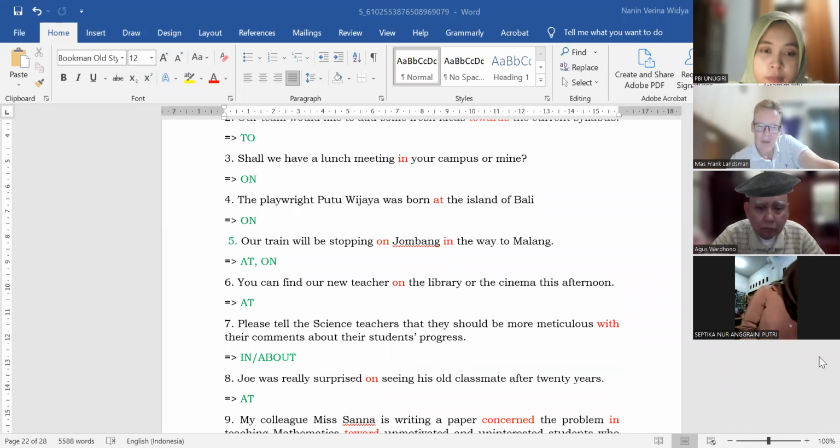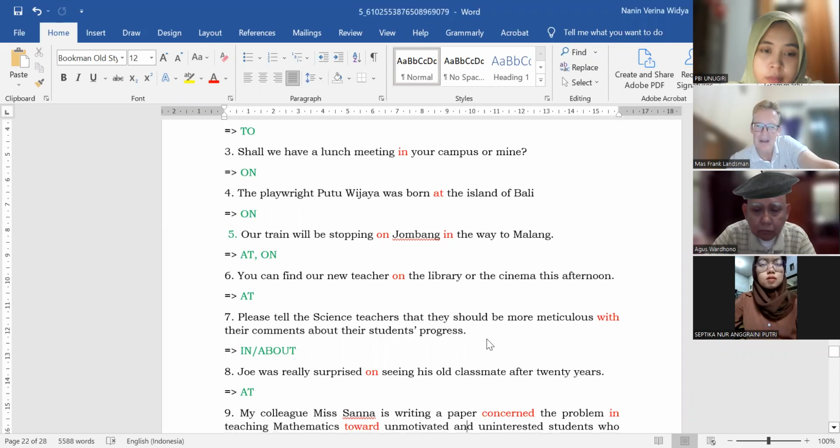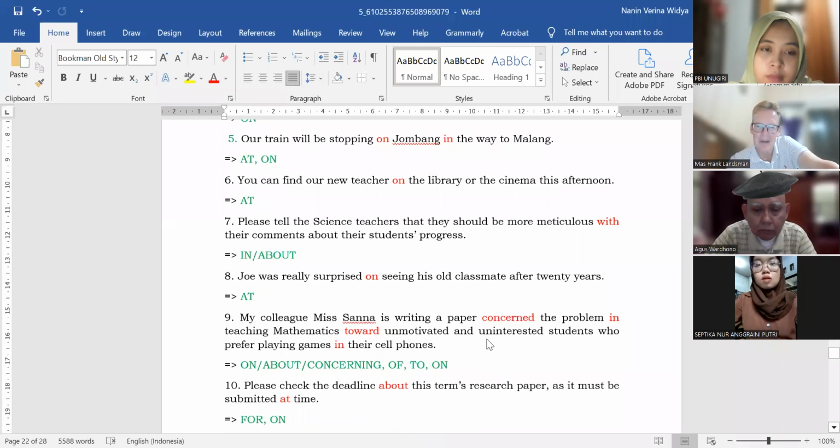Okay. Number 8, Joe was really surprised on seeing his old classmate after 20 years. Kaget ya, bertemu lagi dengan teman sekelas, teman sebangku mungkin setelah 20 tahun. Here, surprised always at. Surprised, amazed at, shocked at seeing something. So here, fixed combination. You cannot switch to on or in or by.